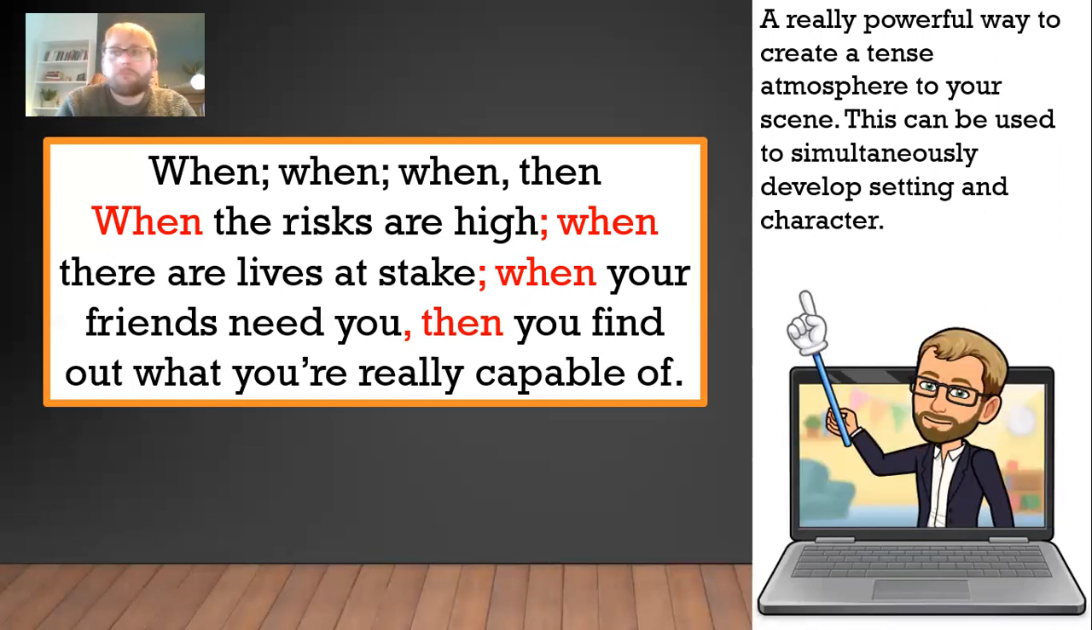You could say, when you've been given an impossible task, when you don't know how to complete it, when you're worried you're going to get it wrong, then you can turn to your friends to support you. That's the idea. So you're just using these 3 things and you're ramping up the tension each time. You're building that atmosphere, setting the scene, setting the mood. So that's 5 out of 5.